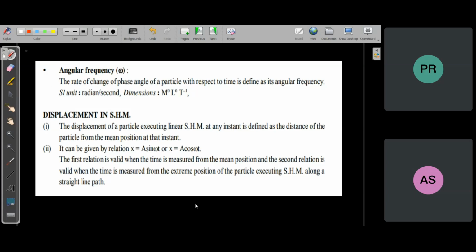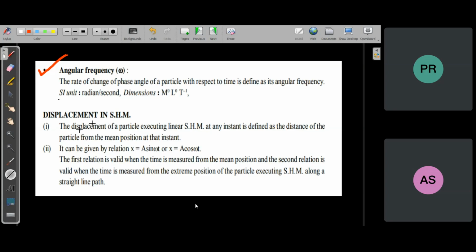Now angular frequency, what is angular frequency? Angular frequency you can call as simply the rate of change of phase angle of the particle with respect to time. So d by dt of phase angle. What is phase angle? Omega t plus theta. D by dt of omega t plus theta will be omega, right? Which is the angular frequency. The rate at which phase angle of the particle changes with respect to time, that is called as angular frequency.